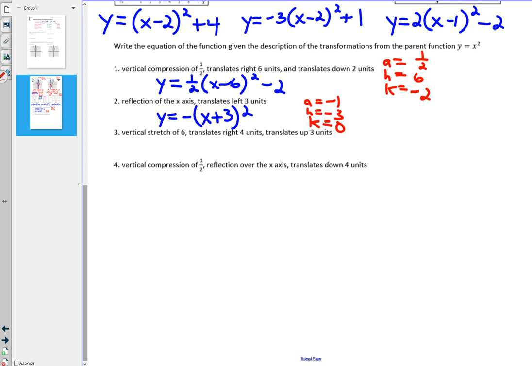You gotta put +3. And then since there's no K, there's no adding or subtracting on the outside. Huyen. Did I say that right? Huyen. Okay. You help me out with number 3.